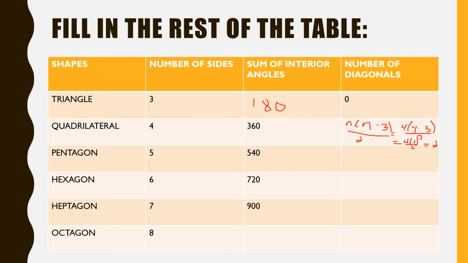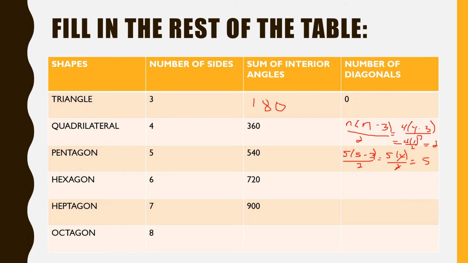For the pentagon, we could say that pentagon has 5 sides. So, n stands for the number of sides. So 5 times 5 minus 3 divided by 2. So we have 5 times 2 divided by 2. Cancel this. The answer is 5. So there are 5 diagonals in a pentagon.